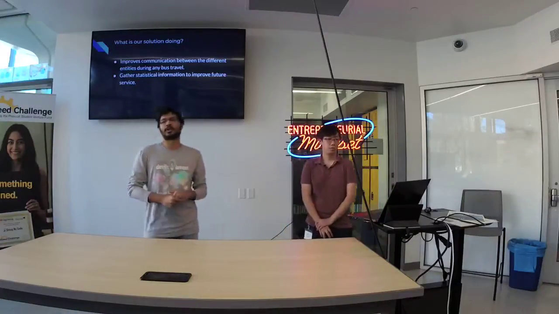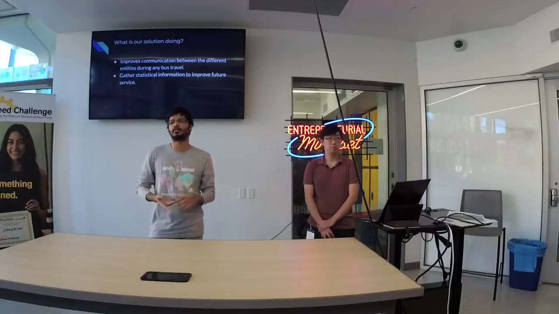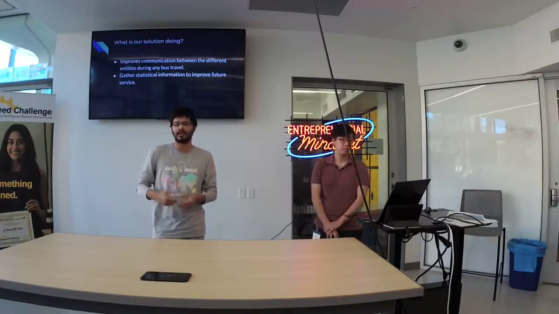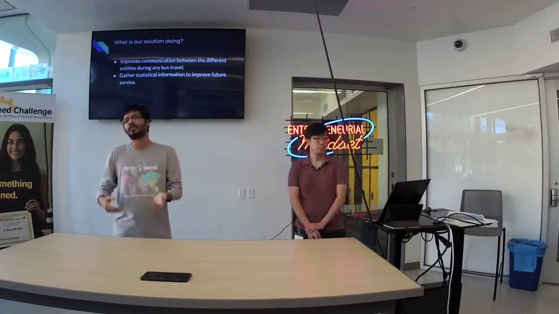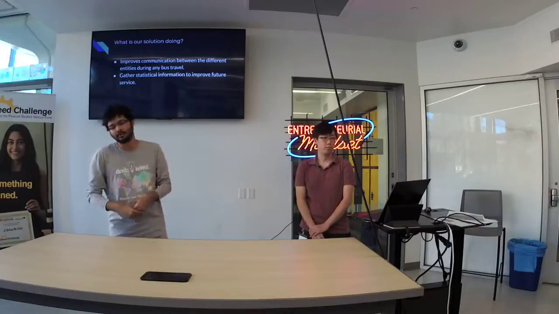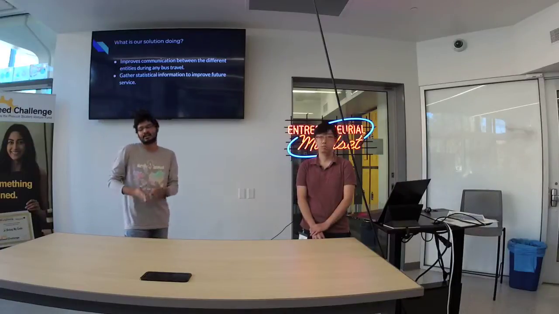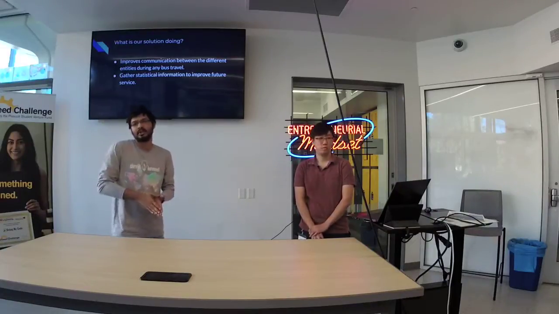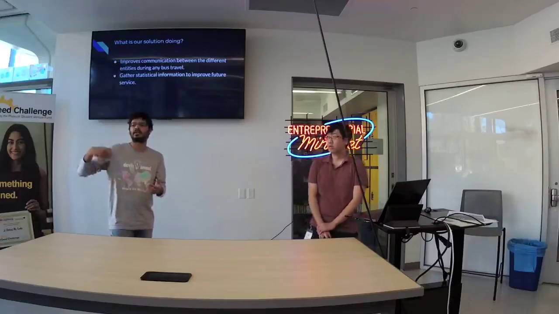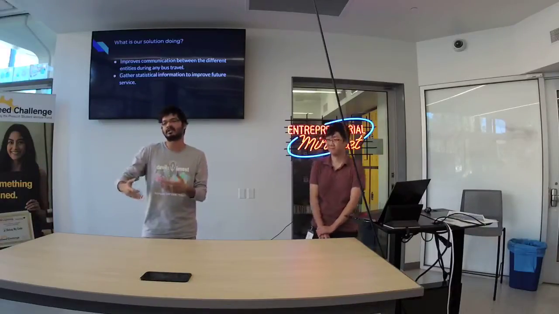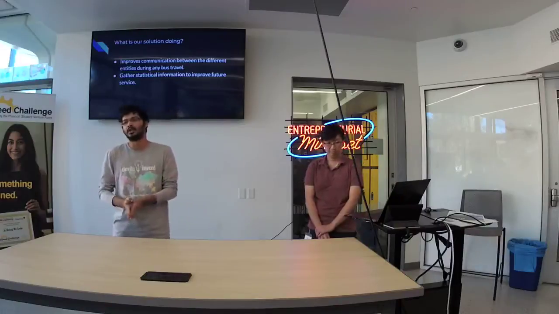So what is the solution doing? There are existing applications like Google Maps and the Transit app. So how can we integrate all of them together? We want to provide a better logistic solution wherein the bus providers and the commuters both benefit at the same time. We want to provide a solution which gathers statistical information, which also provides them a better service in the future. And we want to improve the communication between the commuters and the bus providers. So this is where a smart city solution will actually help us.